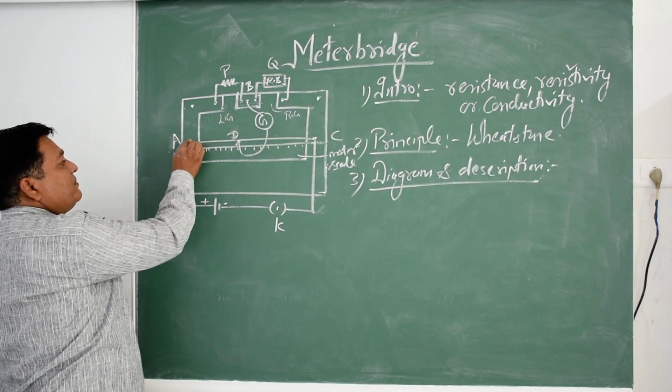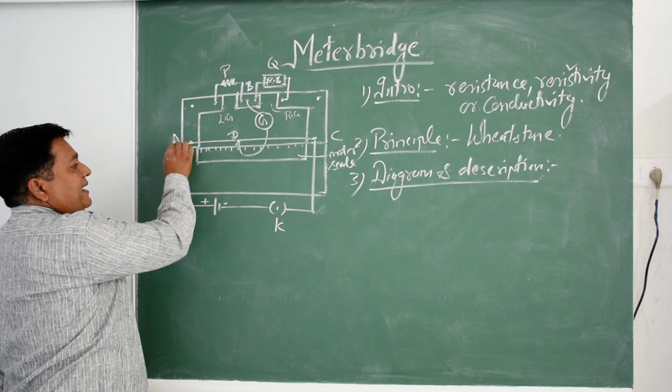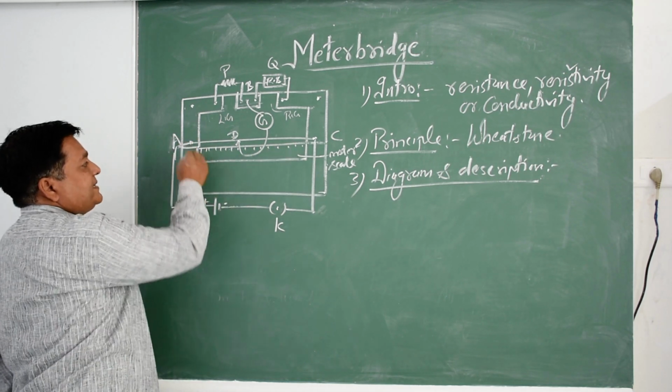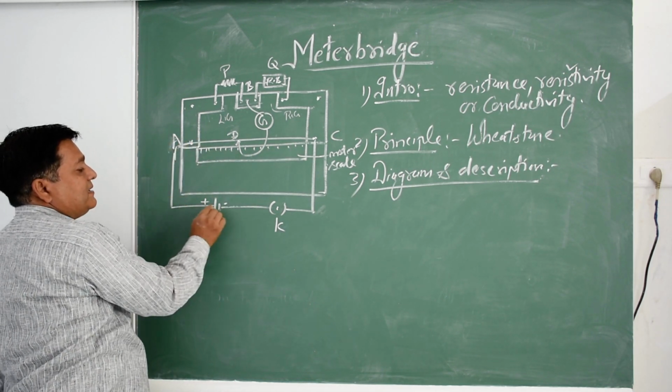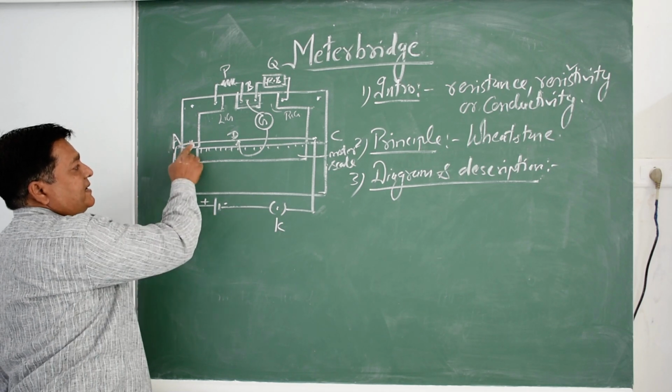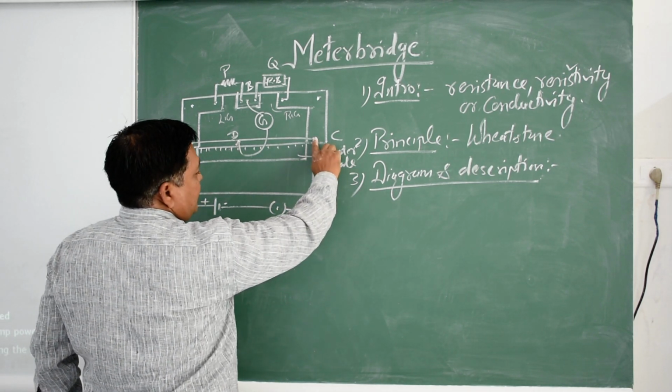Now you see that from terminal A to C the wire is attached, and this terminal A to C is attached with the external source, a battery. The positive terminal is attached here at A, and the negative terminal is attached here at C.